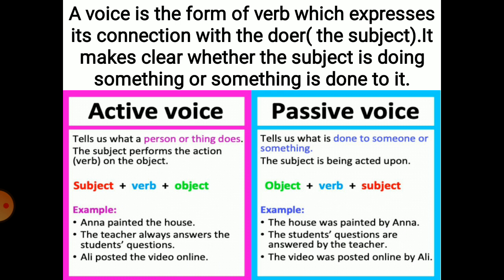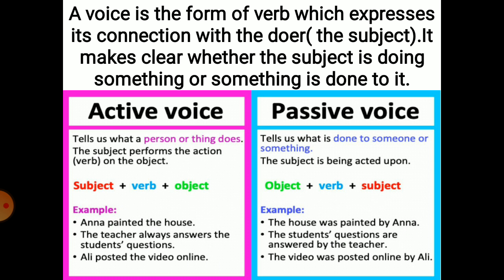Active voice tells us what a person or thing does. And here the subject performs the action on the object. While passive voice tells us what is done to someone or something and the subject is being acted upon. Here in active voice the sentence structure would be subject plus verb plus object, while in passive voice the sentence structure would be object plus verb plus subject.